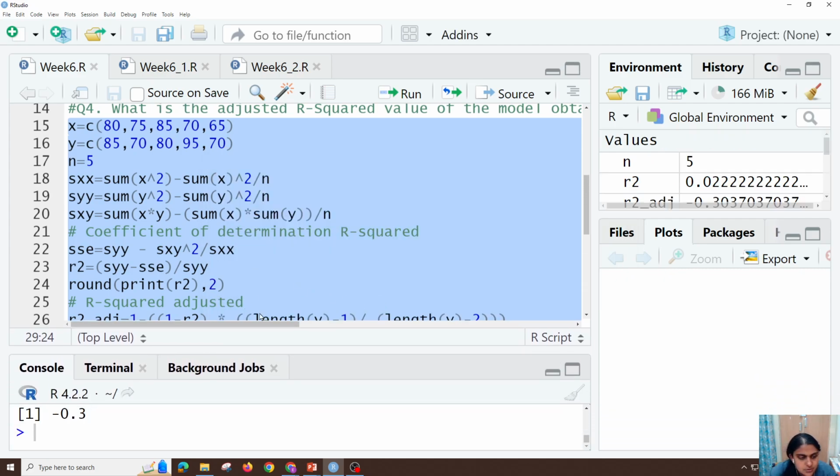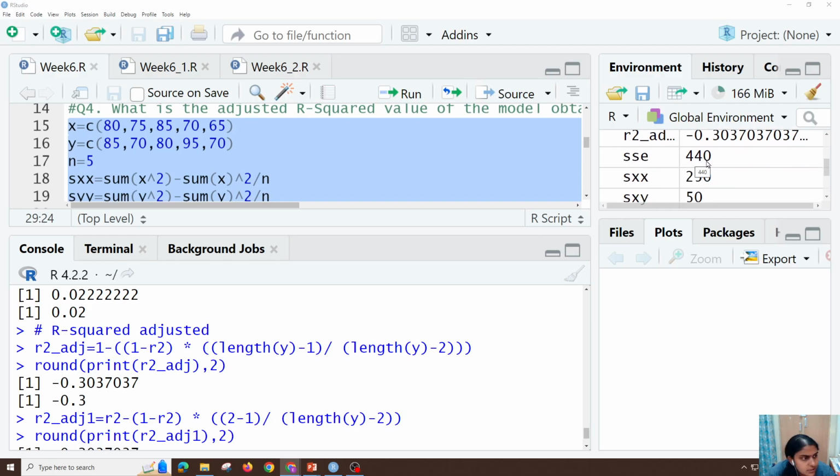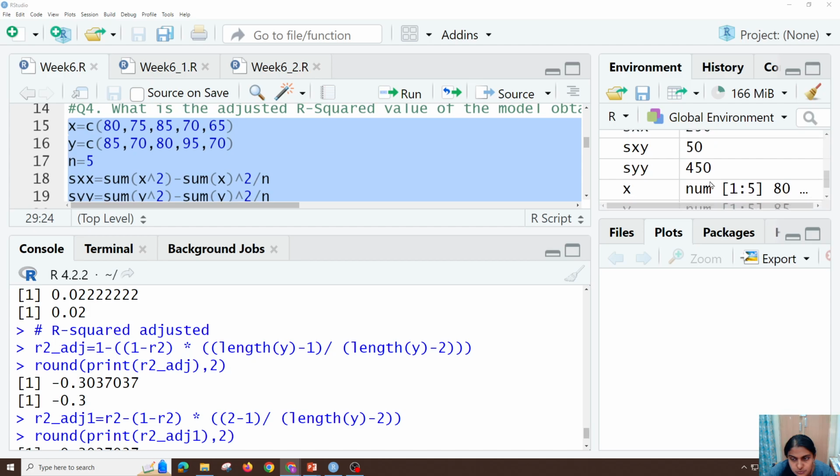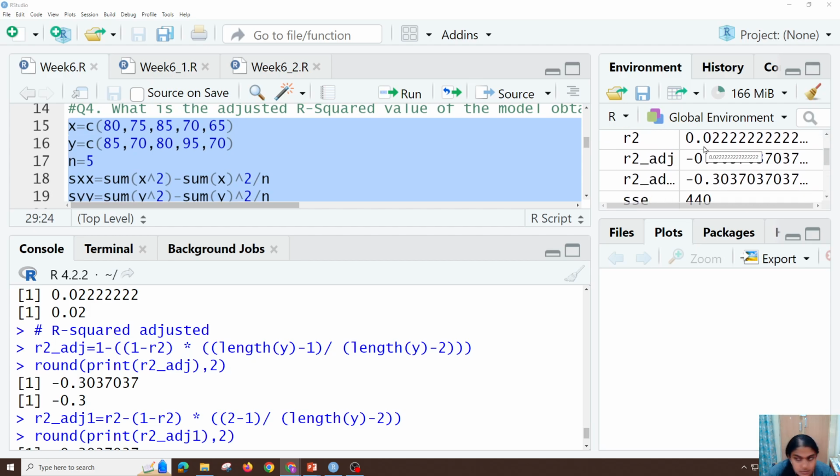So I will run everything together. So the answer coming is 0.02. You can see here, right? So the answer coming is SSC was 440, XX is 250, and XY 50 and 450. Then the R square value coming like 0.022, and adjusted R square I have calculated by two methods. I have told you already. So it's coming like -0.303. If you are rounding it to 2 decimal points, it is coming like 0.02 and 0.3.